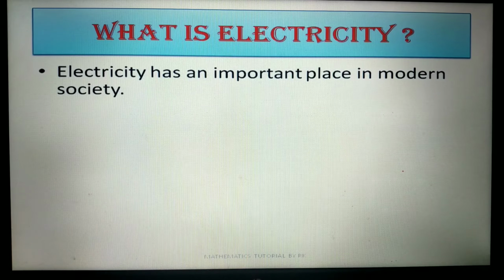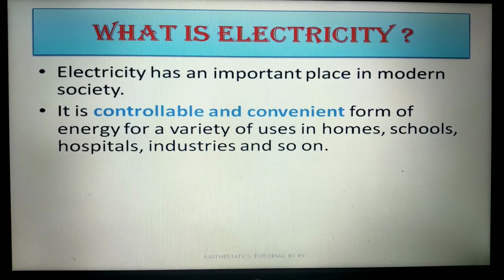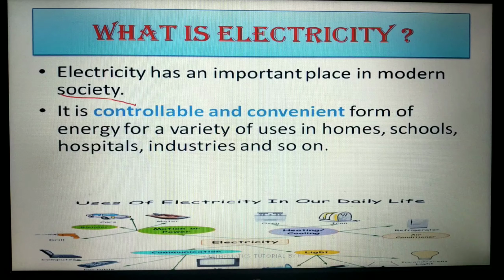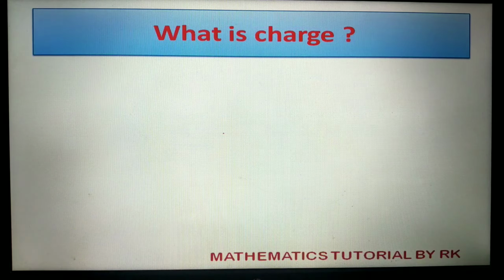Electricity has an important role in modern society. It is a controllable and convenient form of energy which is used in homes, schools, hospitals, industry and so on. In our daily life we use electricity widely. Some basic examples are communication systems, TVs, laptops, computers, or the railway system. It is also defined as the flow of electrons in the circuit.